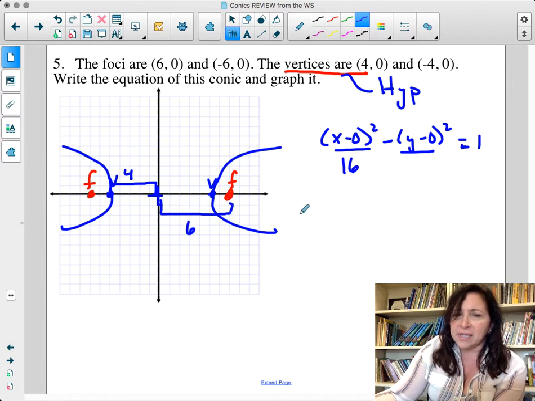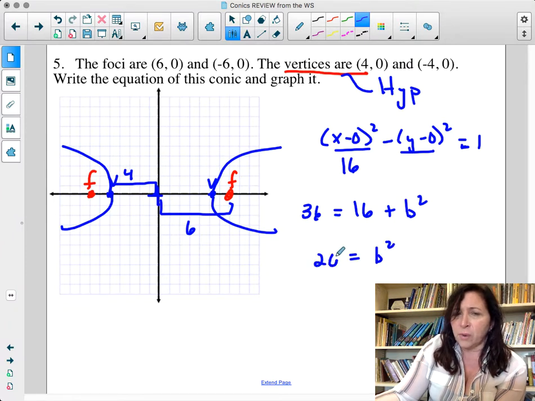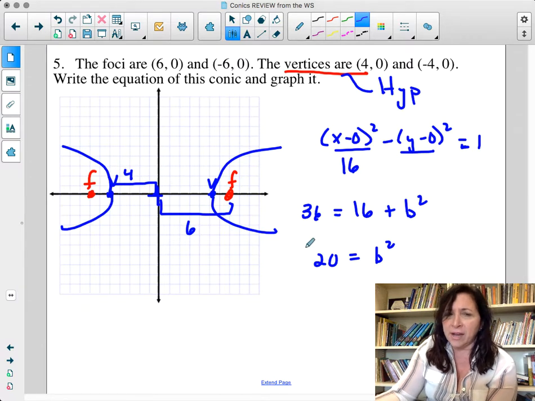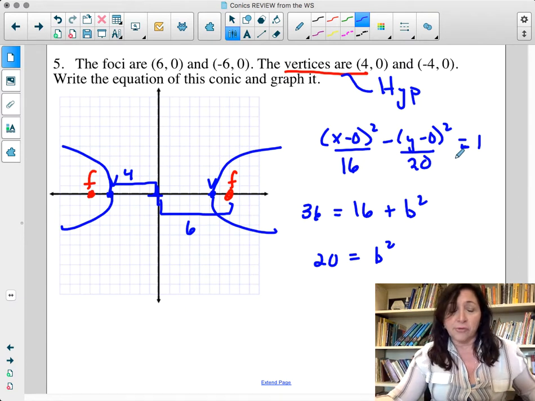Okay, so that means c squared, 36, is equal to a squared, which is my positive value. So that's going to be 16 plus my b squared term. So subtracting, I get b squared is equal to 20. And I don't square root that. I mean, if I wanted to graph it, I could square root it. But what's underneath here is just that value squared.